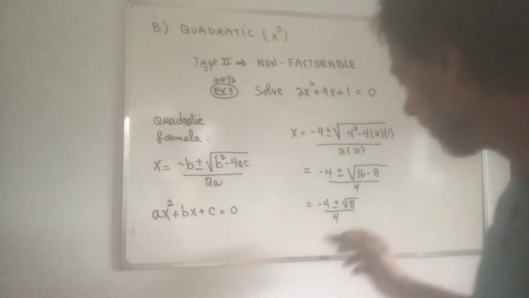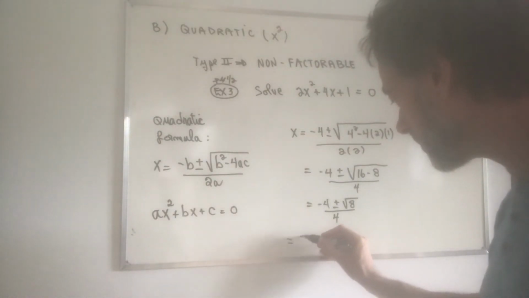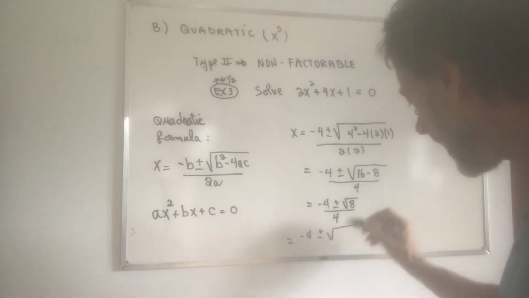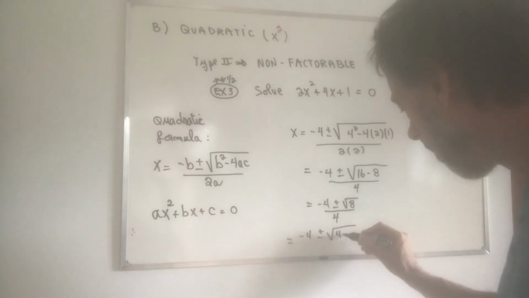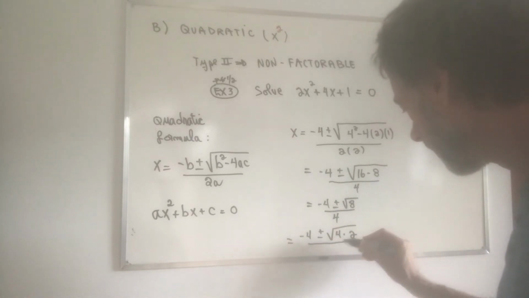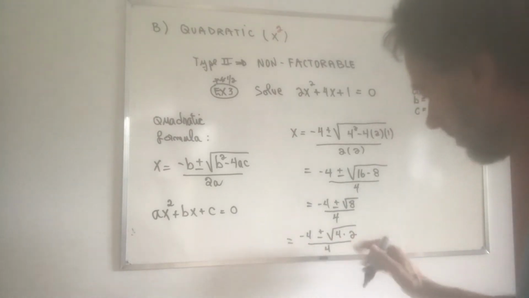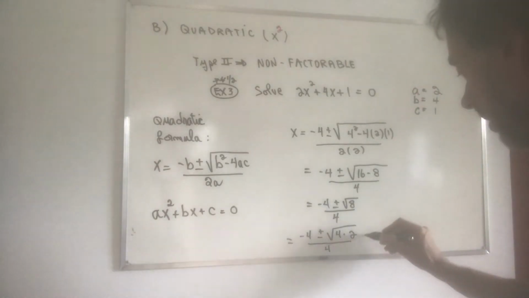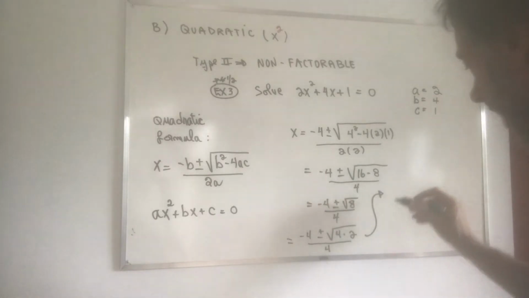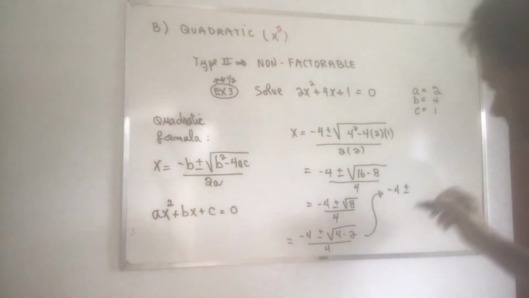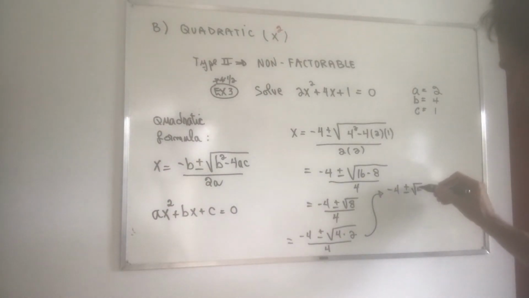What is minus 4 plus or minus root 8? How can I write this differently? Well, root 8 I can write as root of 4 times 2, can I not? Isn't that 8? 4 times 2? Yes? All right, so now I'm going to use the fact that the root of 4 times 2 is the same as the root of 4 times the root of 2.